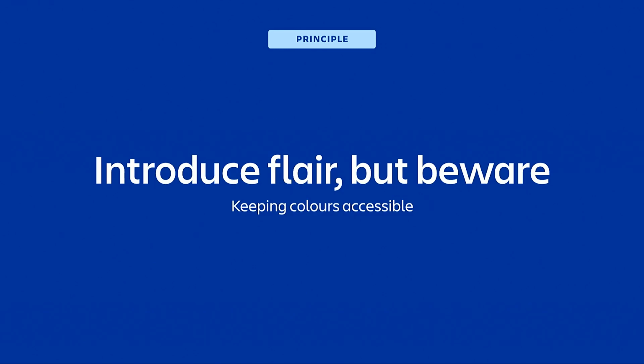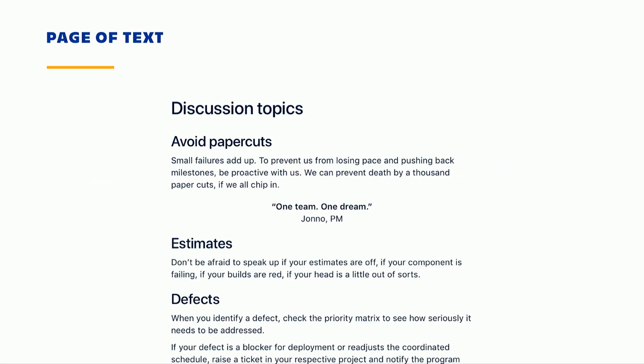Now we come to principle number 5. Introduce flair, but beware. And here I'm going to talk about color. And color always seems to be one of the most subjective and mysterious parts of the design process. And I don't really know why. I think it's because color theory is sometimes a bit elusive. But there are very objective things that can be said about color, things that are very, very measurable. Let's have a look at some of those.